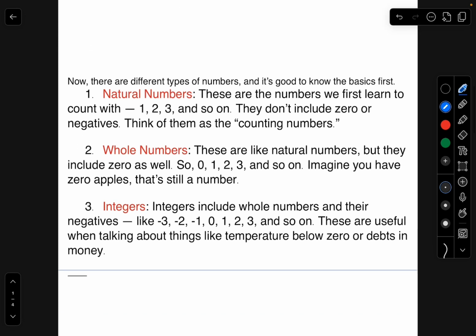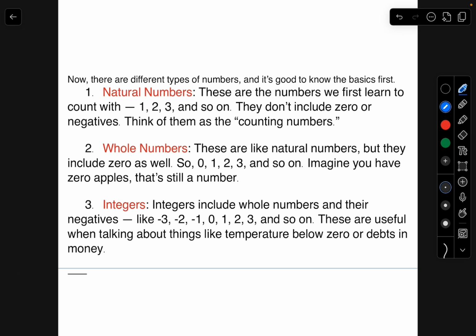Now, there are different types of numbers, and it's good to know the basics first. Natural numbers. These are the numbers we first learned to count with: 1, 2, 3, and so on. They don't include zero or negatives. Think of them as counting numbers. The second ones, whole numbers. These are like natural numbers, but they include zero as well. So 0, 1, 2, 3, and so on.